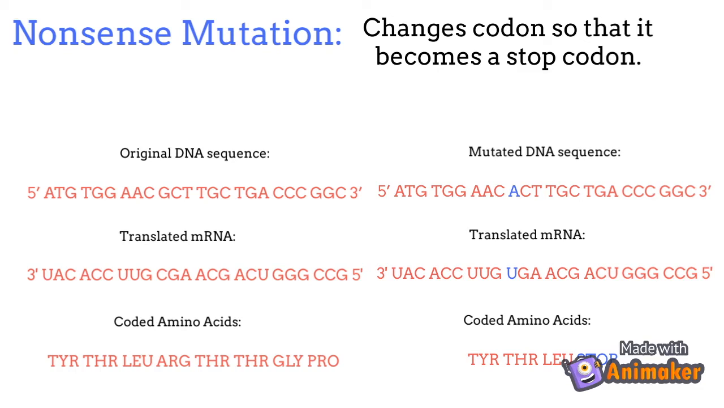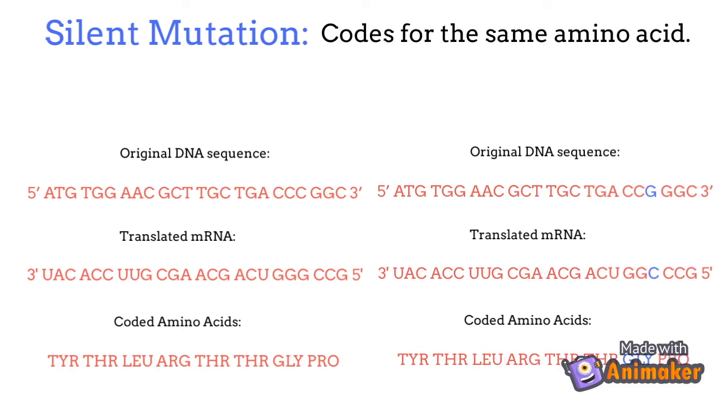Now, a silent mutation ends up coding for the same amino acid as the original sequence. If this cytosine is substituted with guanine by transversion, then the resulting amino acid produced is glycine, which is the same as the non-mutated sequence.